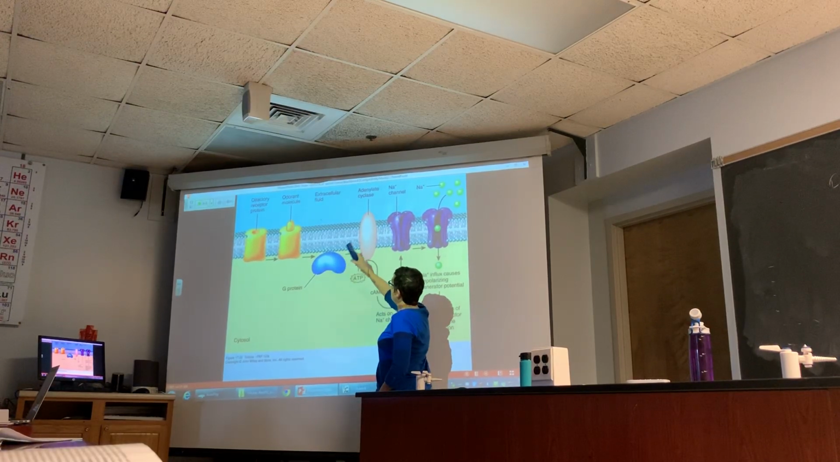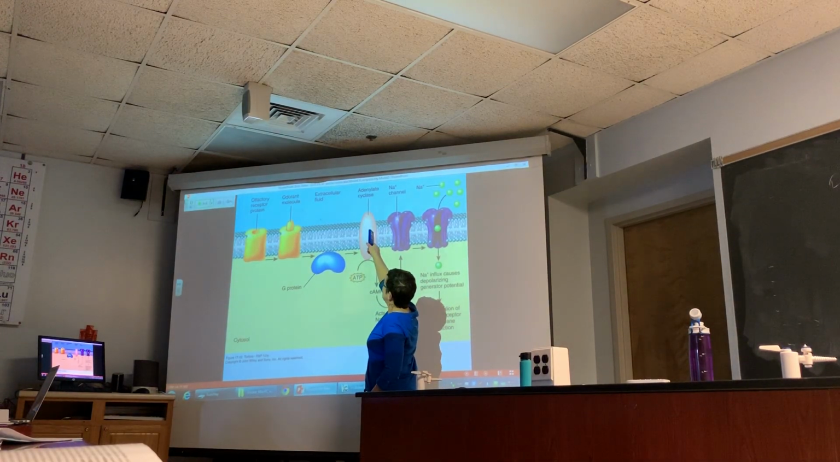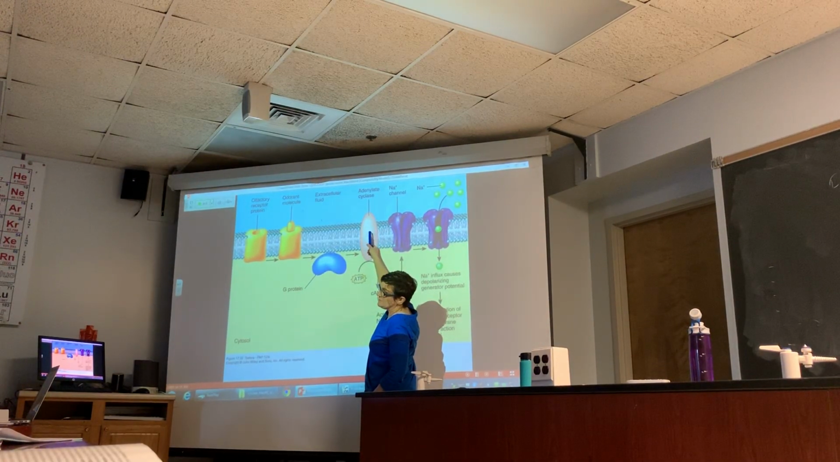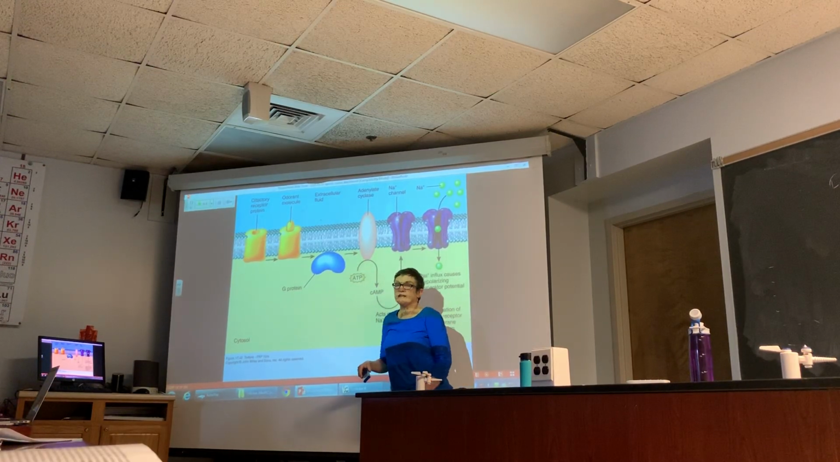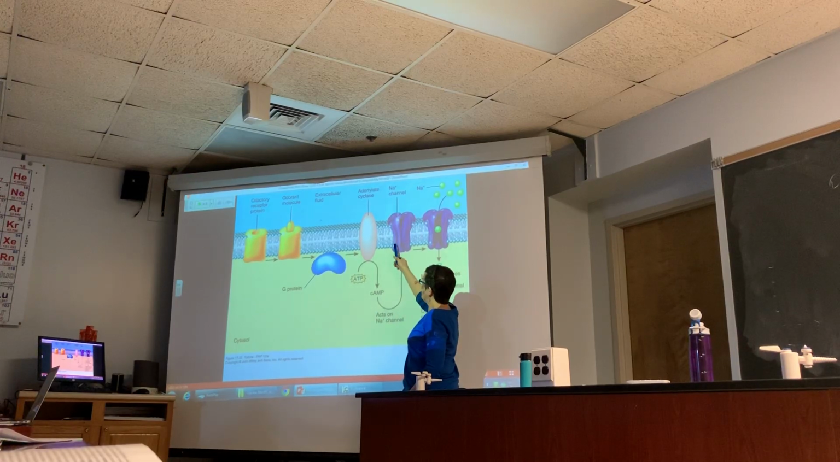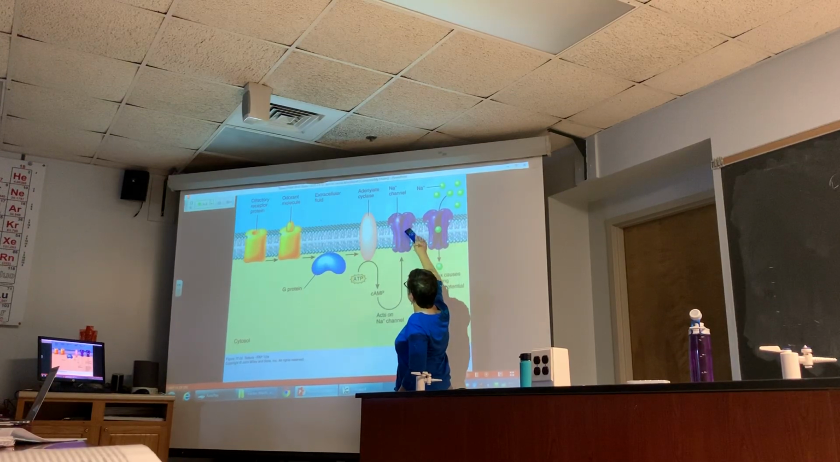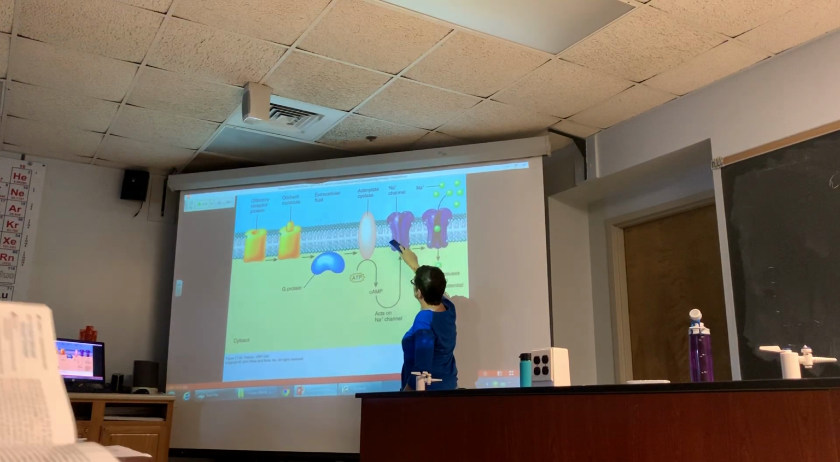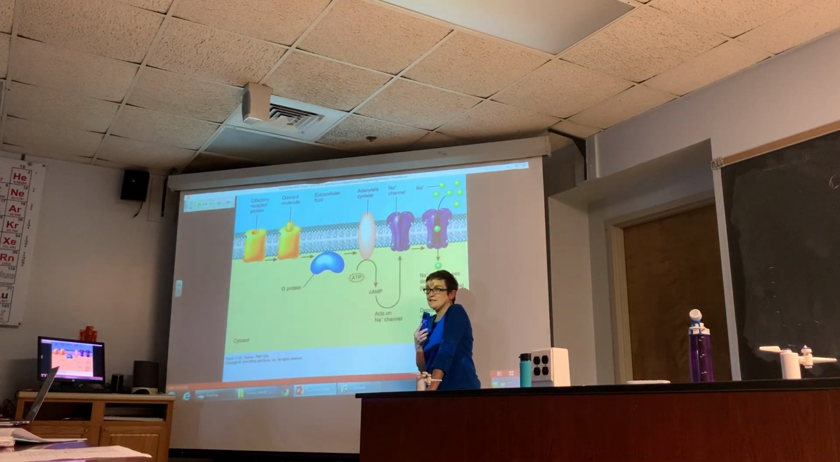G protein activates adenylate cyclase, another protein. It's an enzyme. It's embedded in the plasma membrane of those cilia. And what adenylate cyclase does when it's activated by G protein, it breaks down ATP into cyclic AMP. Cyclic AMP is cyclic adenosine monophosphate. And cyclic AMP then activates this sodium channel. Now this sodium channel is closed unless it gets activated. It's a protein channel. It's a gated channel. It is activated by cyclic AMP.